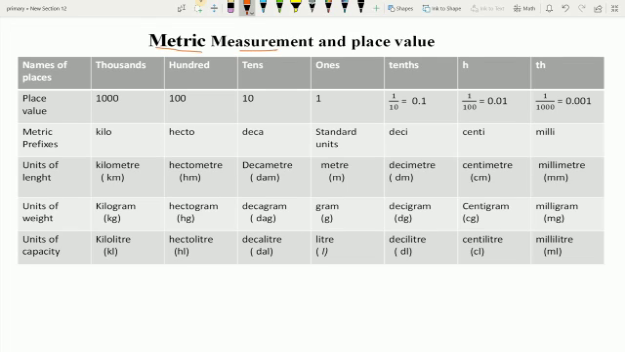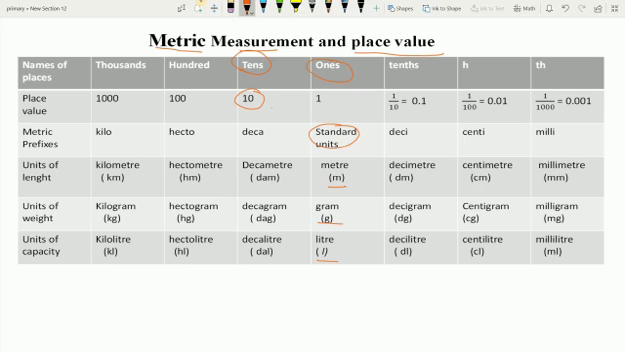Metric measurement and place value. It shows the place value of each unit and hence helps in determining the relation between the units. The standard units of measurements are meter, gram and liter placed in the ones column. As we move to the left, the units in the tens column are 10 times bigger than the standard unit.